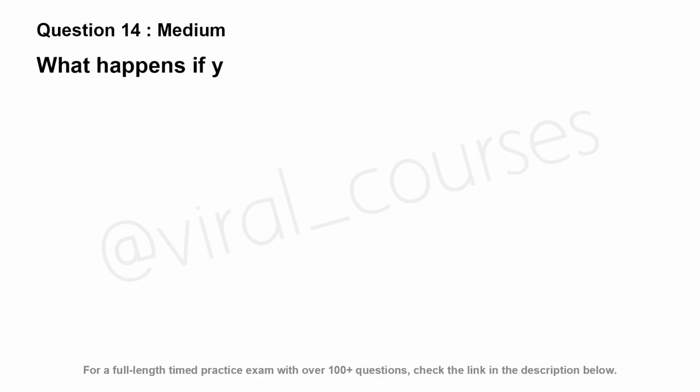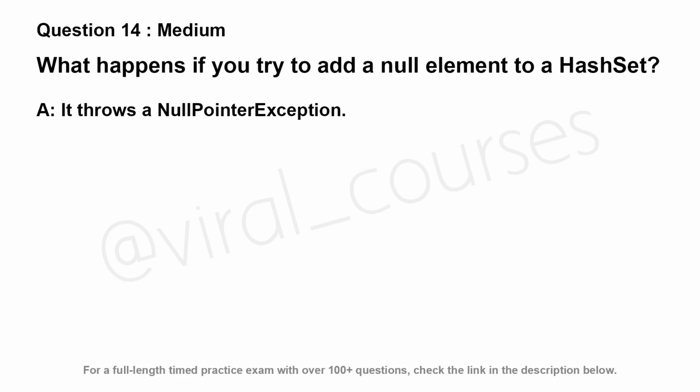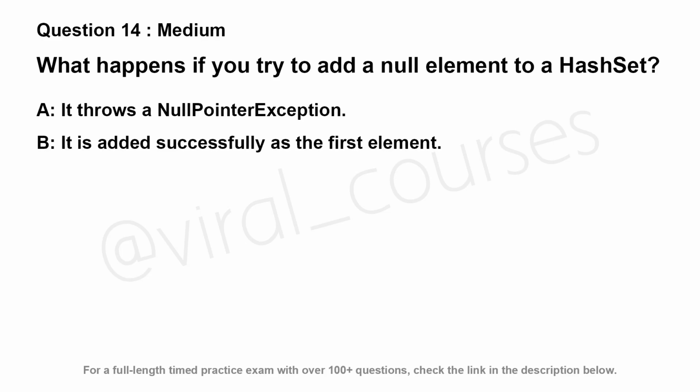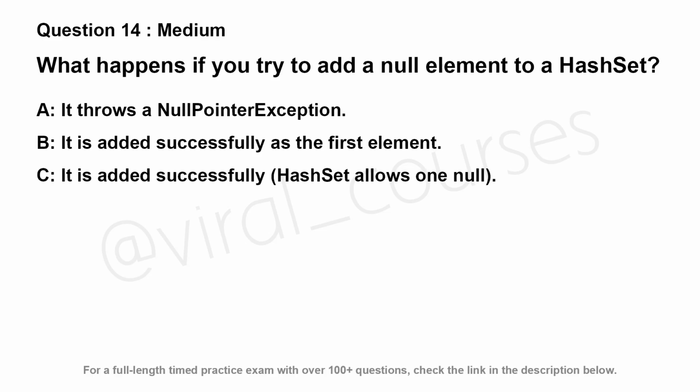What happens if you try to add a null element to a HashSet? Option A. It throws a NullPointerException. Option B. It is added successfully as the first element. Option C. It is added successfully. HashSet allows one null. Option D. The element is ignored and not added.